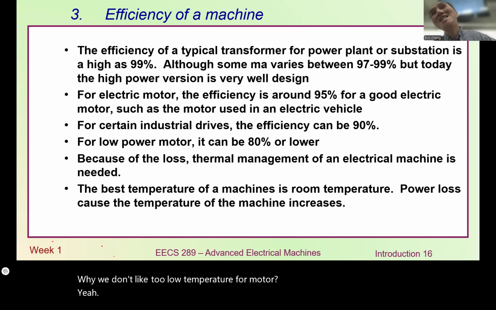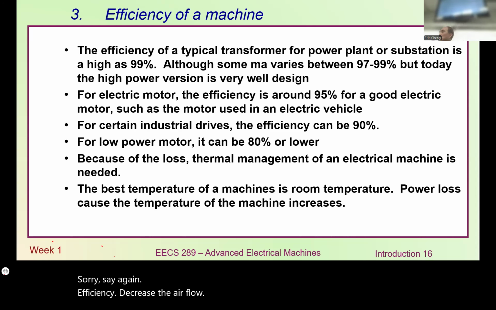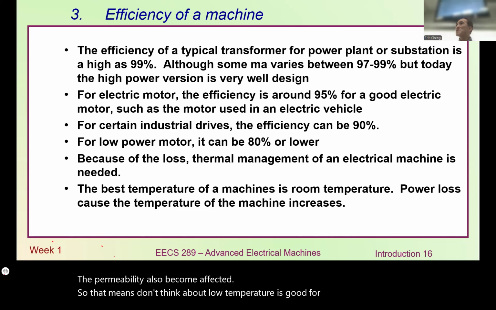Sorry, say again? Increase the resistance. Efficiency. Decrease the current flow. No, because at too low a temperature, the magnetic material is not really good. The dipoles inside are not moving well, and the permeability is also affected. So don't think low temperature is good for the motor. It's not good either.